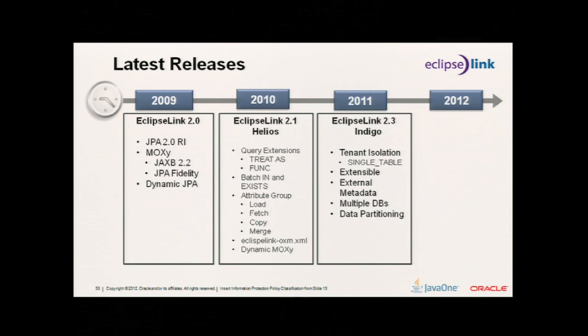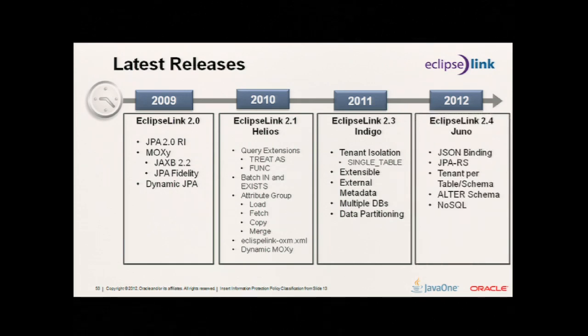2.3, which shipped in 11, introduced our first tenant isolation, multi-tenant with single table, the extensible entities. External metadata is the feature that will pull the additional mapping information from another source at runtime. Being composite persistence units, dealing with multiple data stores. Data partitioning, probably more commonly known as sharding, being able to partition your data across multiple tables to deal with some scalability issues.